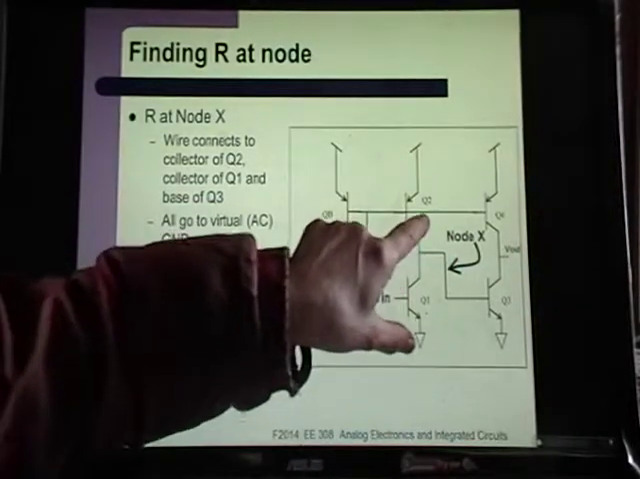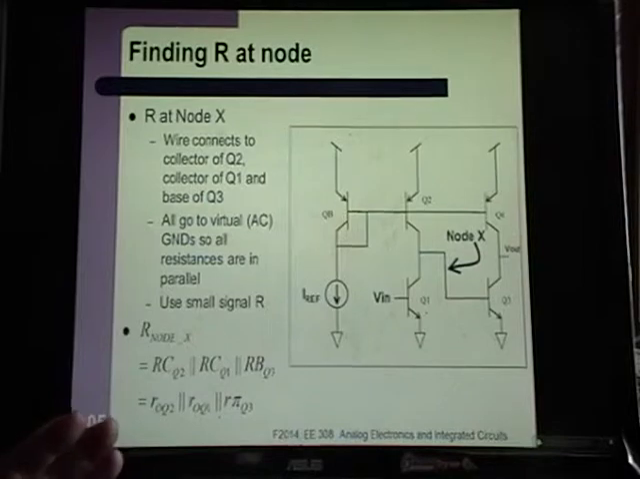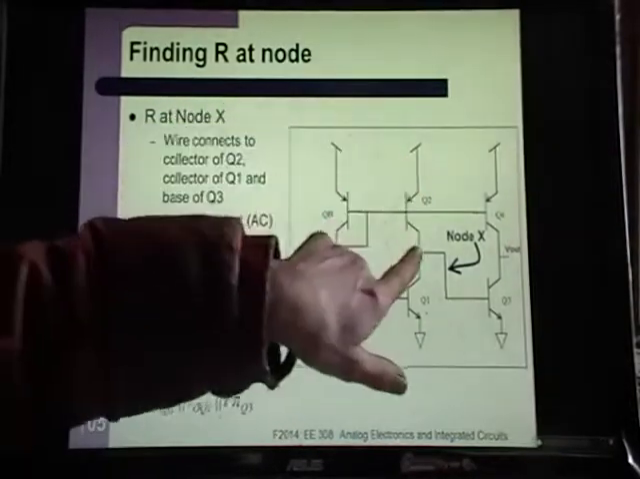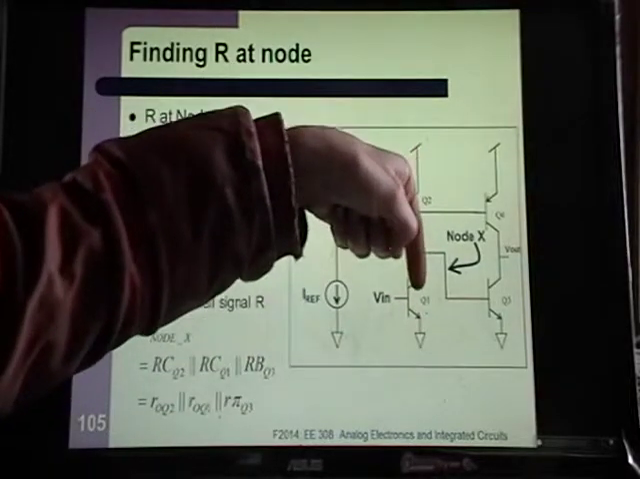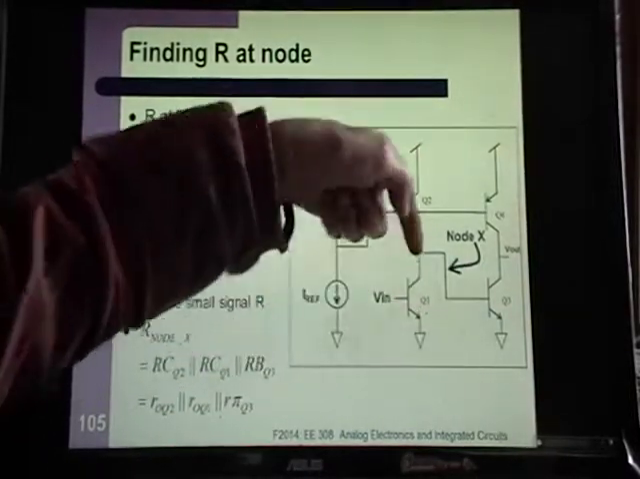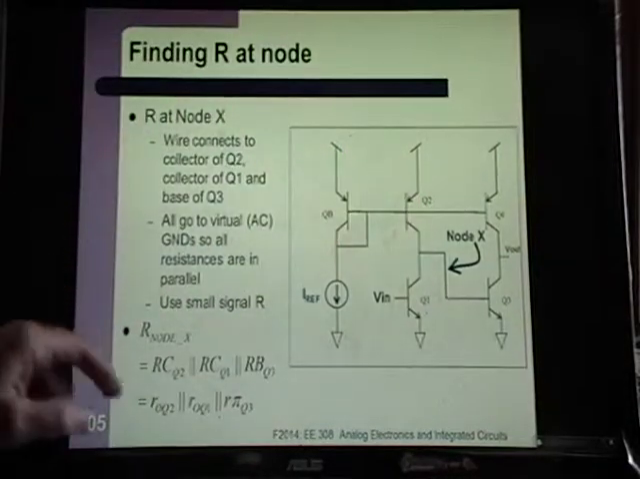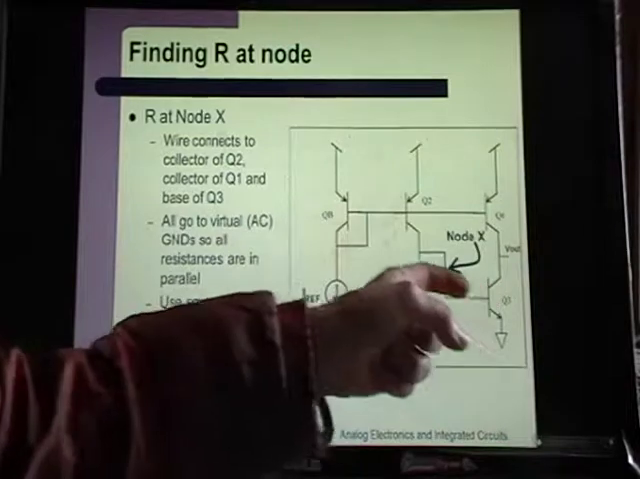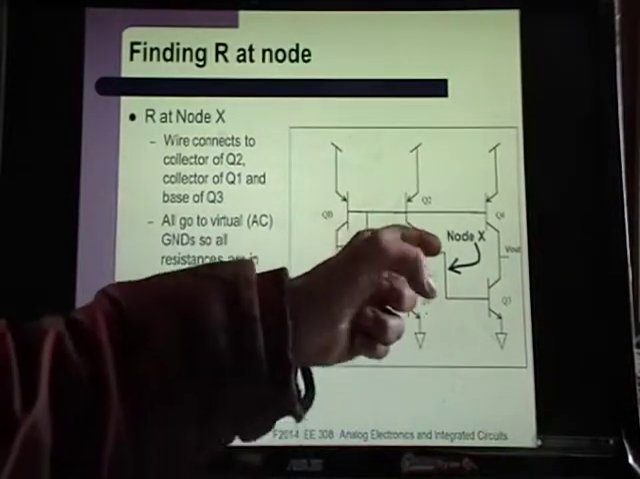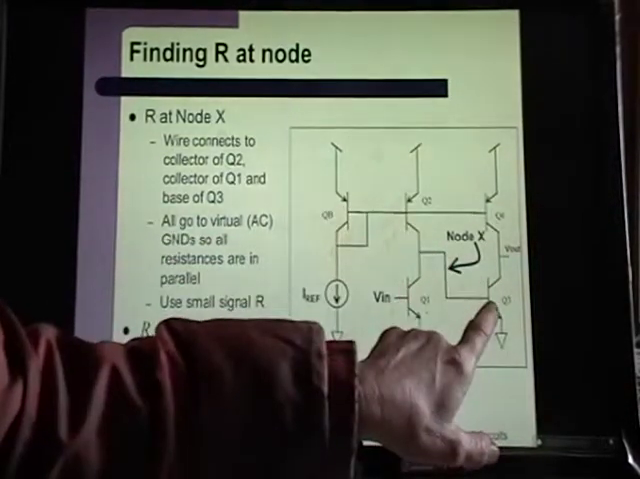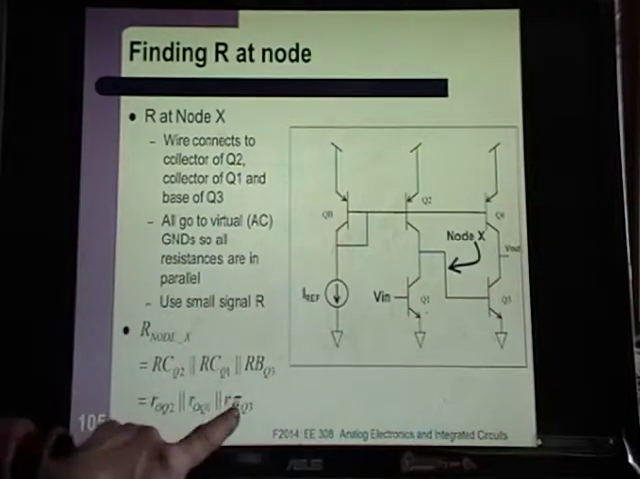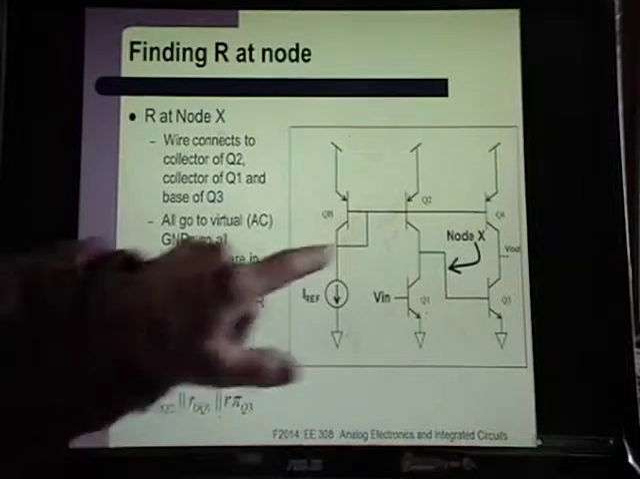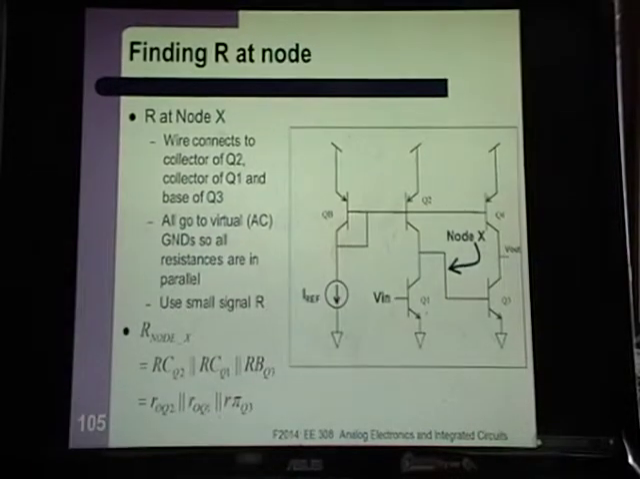So if you go up and you hit a collector, what do you see? You see RO of Q2. Okay, I'm done with that wire. Now I go to my second wire, down to the collector of Q1, so it's RO of Q1. I still have the third wire to follow over to the base of Q3, and that R in is r pi of Q3. And the R at this node is just a parallel of all 3 of those.